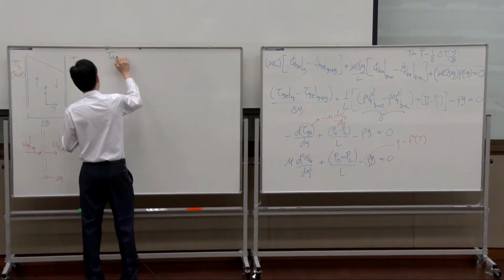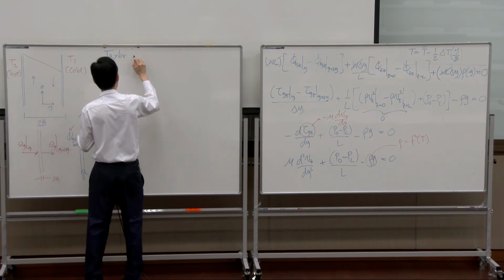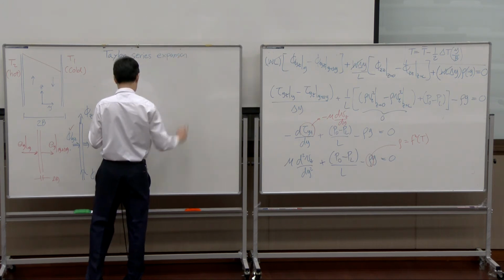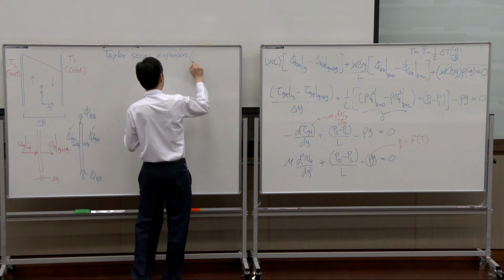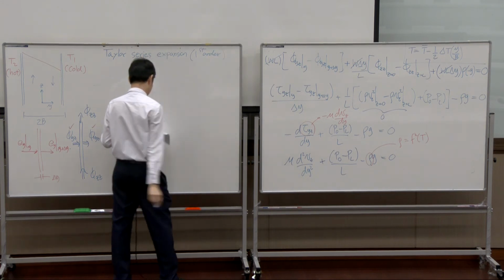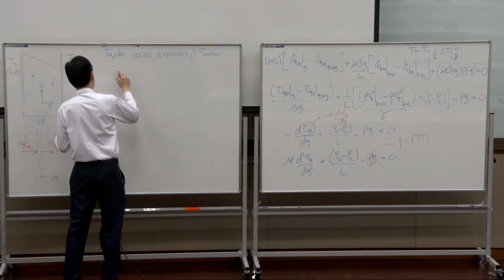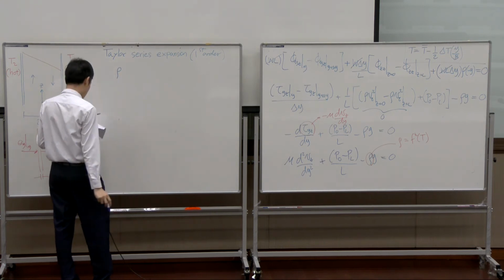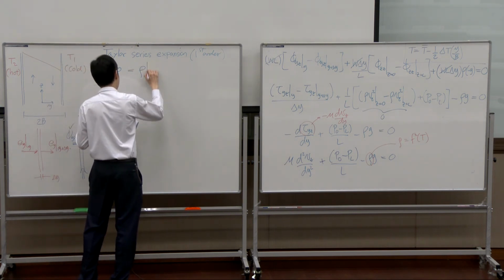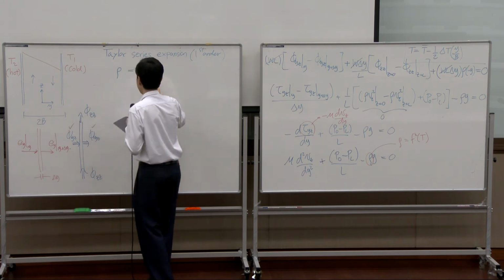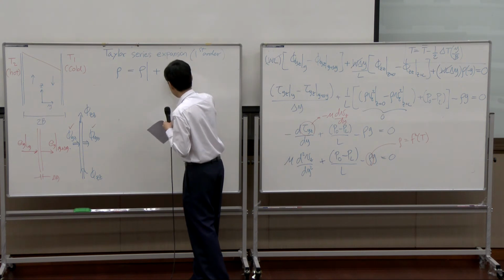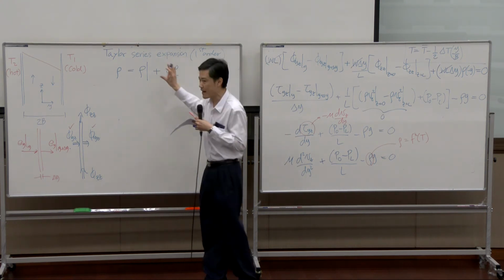So I'm going to use what we call a Taylor series expansion, and I'm going to use only first order. According to Taylor series expansion, any variable which is changing can be calculated using one value at a fixed point, added by differentiation at that point, right?